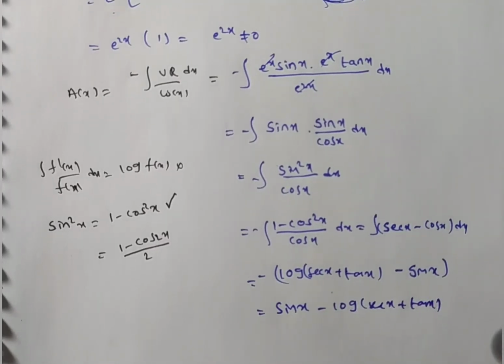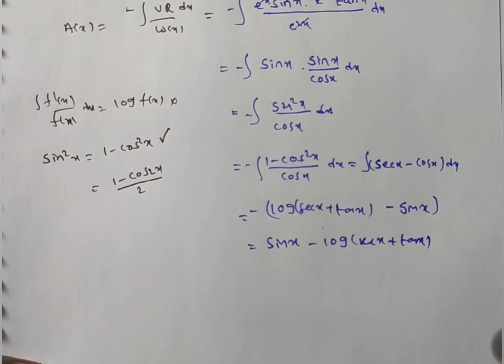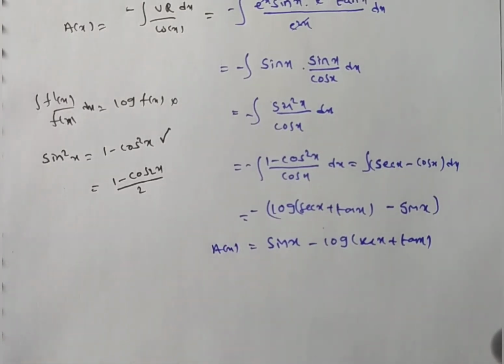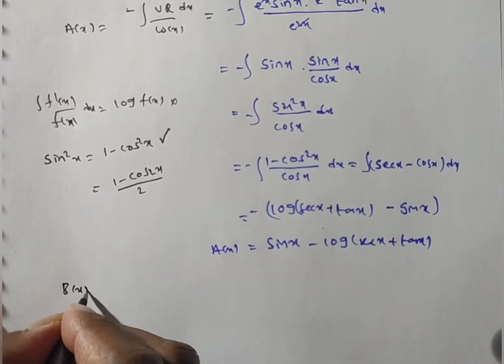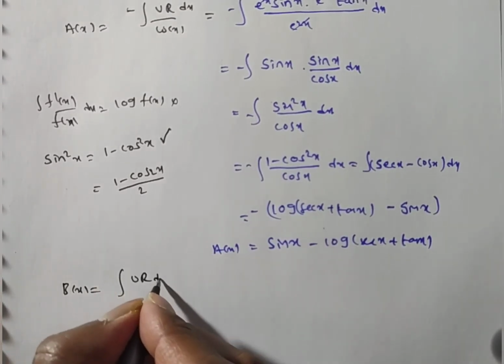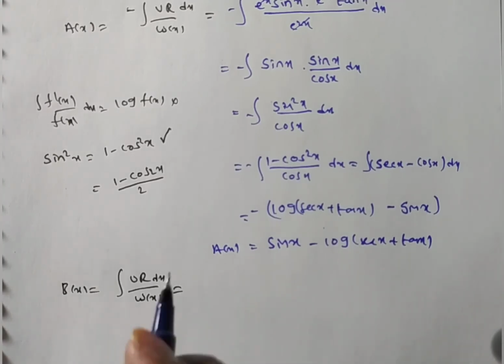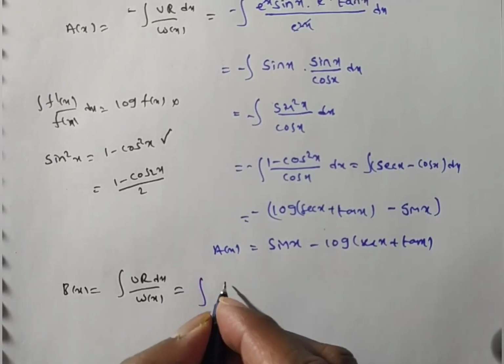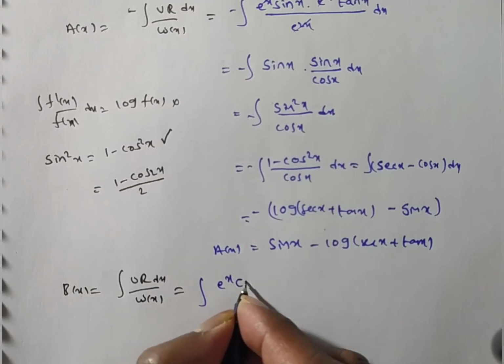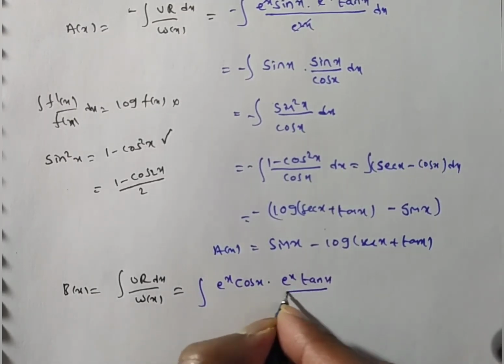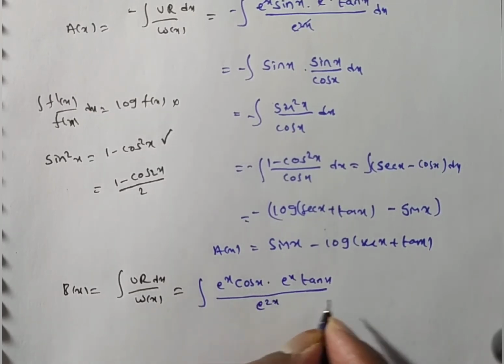Next we have to find out the b of x. Now we got a of x, and this is the value of a of x. Now we have to find out b of x. What is the b of x formula? We have b of x is equal to integral of u r dx by w of x. So what is the u? U is equal to, already we have discussed previously, e power x into cos x, and r of x is e power x into tan x, by w of x we got e power 2x into dx.